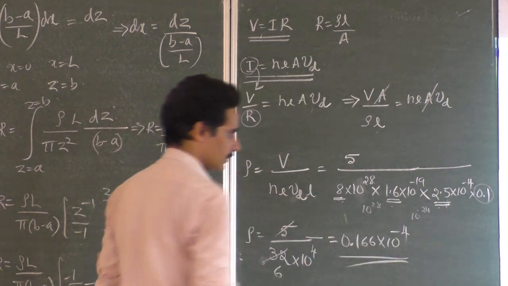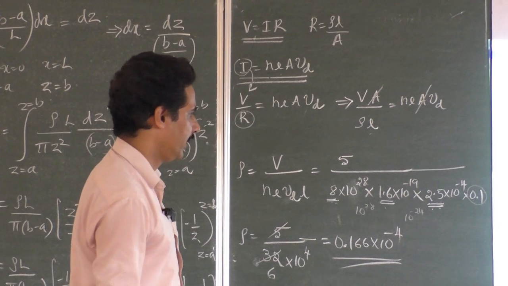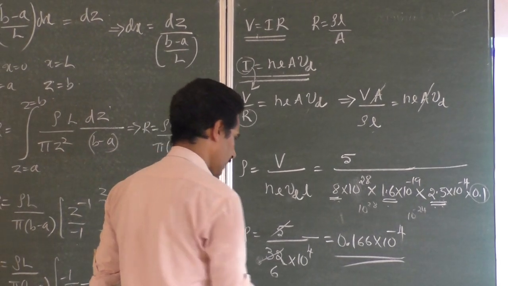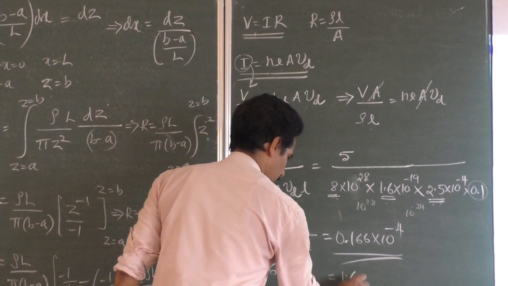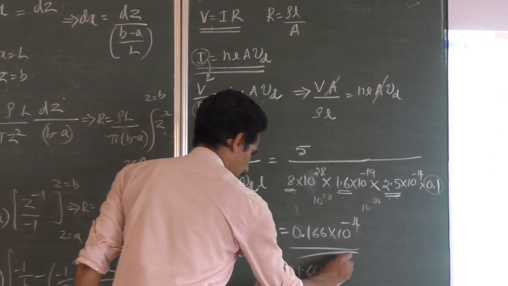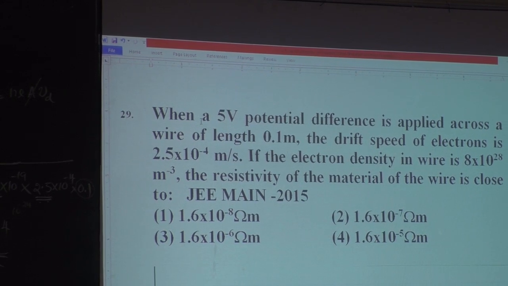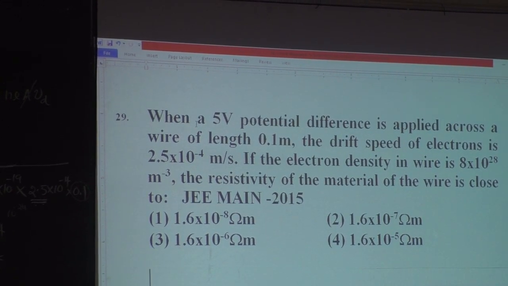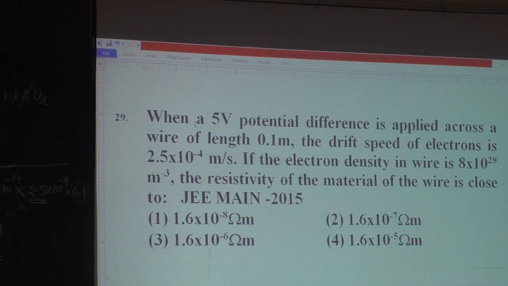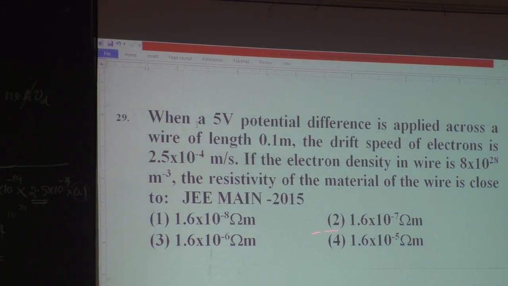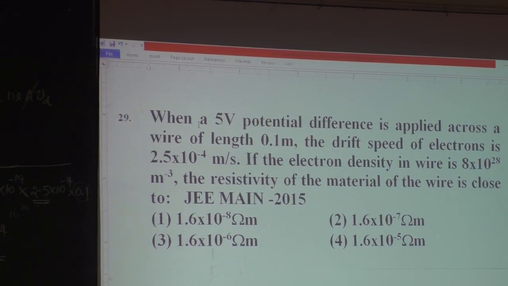So which answer suits for this one? 0.166 you don't have. You have all 1.66s. So 1.66 into 10 to the power minus 5. So answer is fourth option. If you go to the problem, it's the fourth option which suits for this one, right? So easy problem actually compared to the JEE level. This is very easy problem.